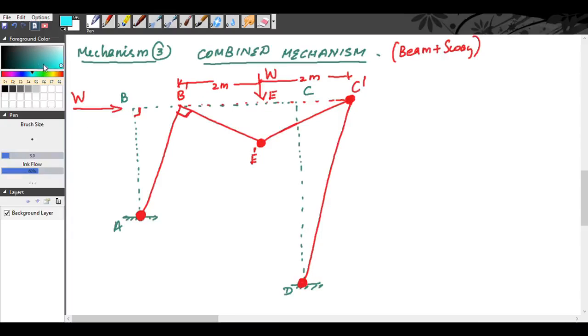Now the plastic moments: plastic moment at hinge A is Mp, plastic moment at hinge D is Mp, plastic moment at hinge E is 2 times Mp, and plastic moment at hinge C is the lower of the beam and columns, so it is Mp.